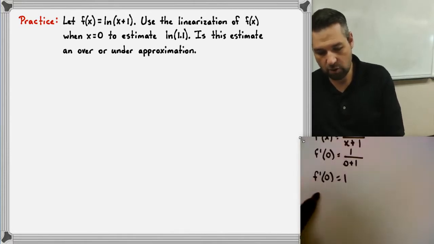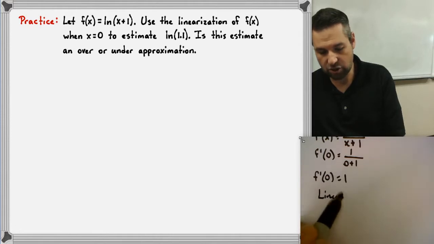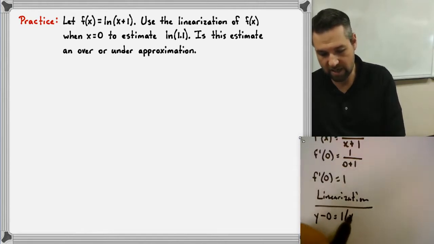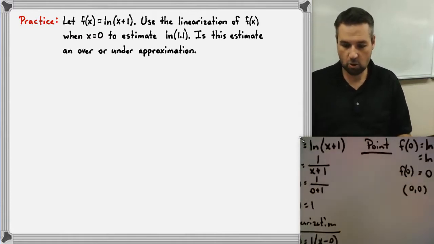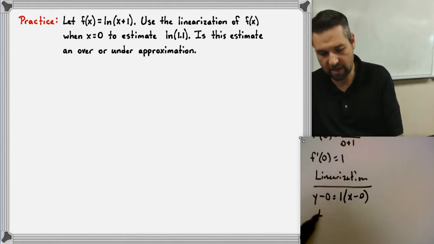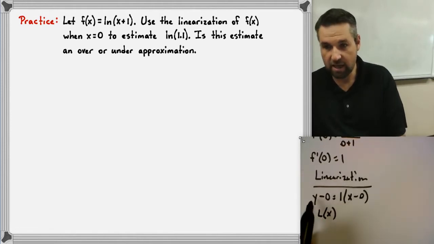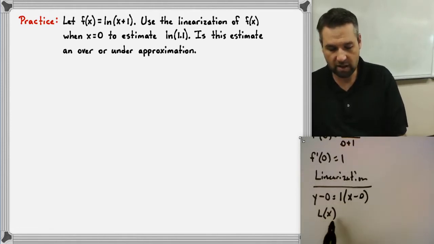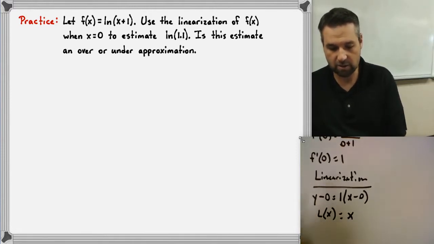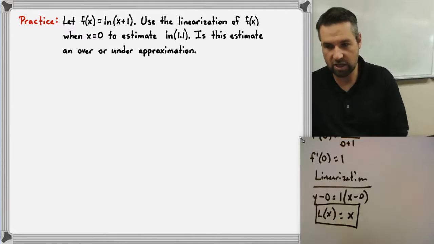So then if I'm going to create my tangent line or my linearization, we would say y minus 0 equals 1 times x minus 0, right? Because our coordinate was (0, 0), and our slope was 1. And of course, we want to write that as a linearization, so we say L of x instead of y. So we could say L of x minus 0, but I'm just going to put L of x. And then simplifying this side, it just becomes x. So this is our linearization.